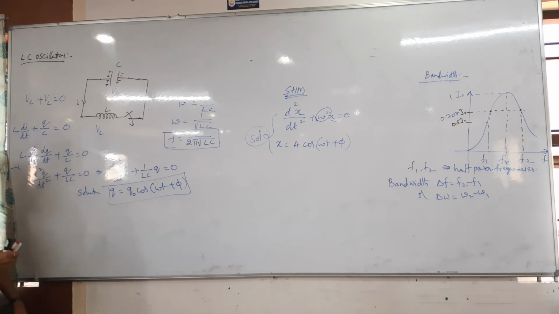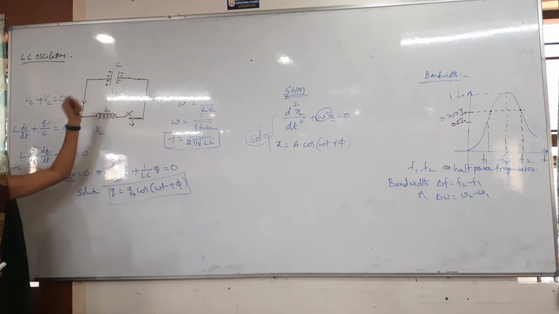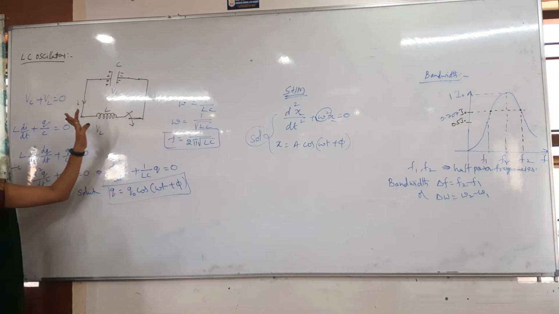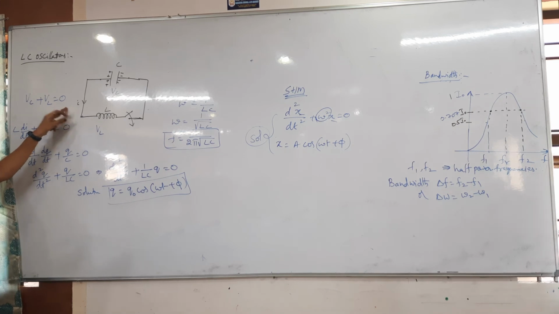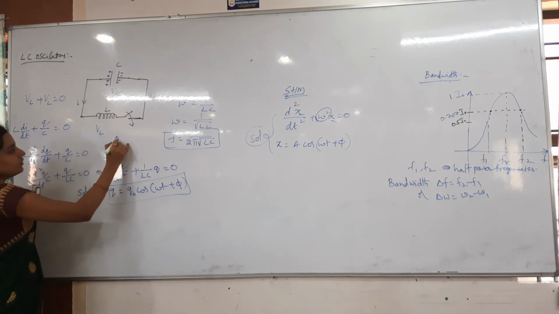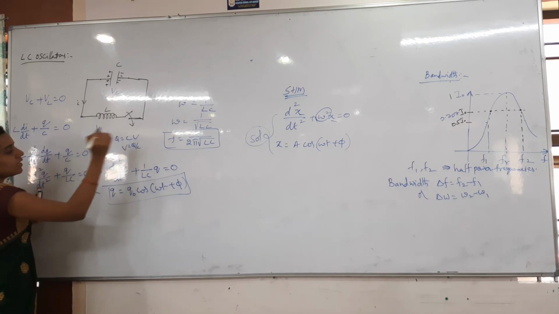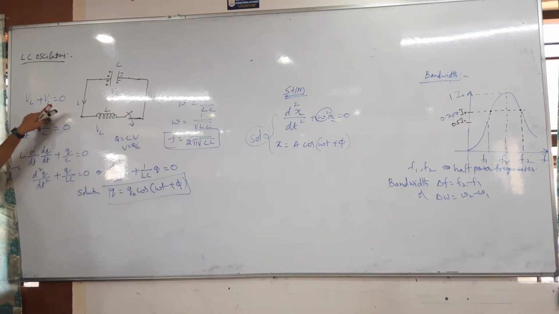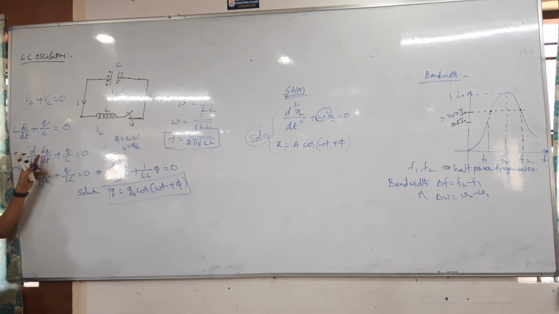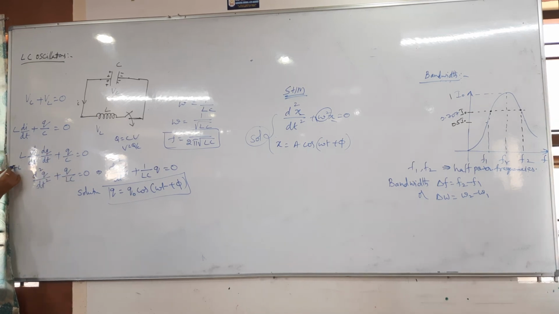For that purpose I have taken the KVL in this loop. Sum of the voltages is equal to how much? 0. So VC plus VL is equal to 0. VC is nothing but Q by C only, since Q is equal to CV, so V is equal to Q by C. Then VL is equal to L into di by dt, and in the place of I, I can write dq by dt. So L d squared Q by dt squared plus Q by C is equal to 0. Then I am just dividing with L on both sides. At that time d squared Q by dt squared plus Q by LC is equal to 0.